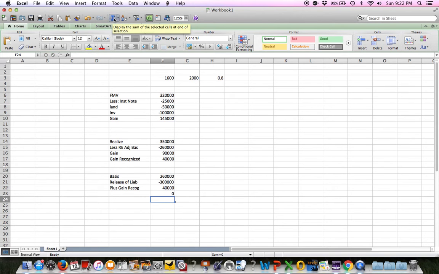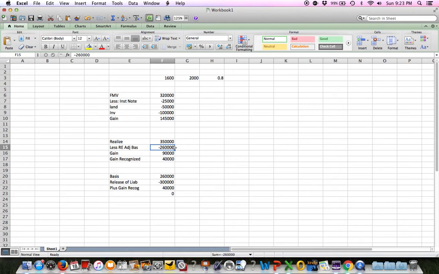Okay, so I didn't mean to trip over that one, but there's more going on than I realized. So he realized 350 because of the fair market value of the land. Because his release is 260, his gain is 90.